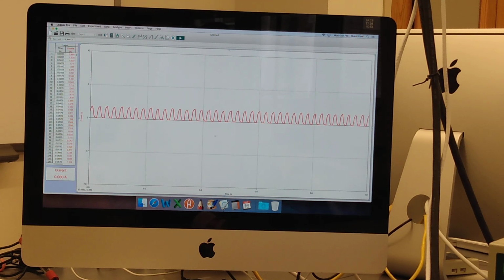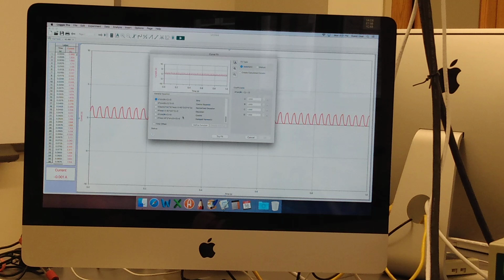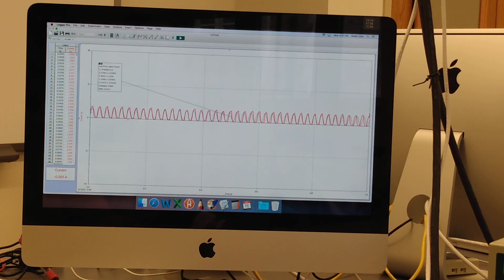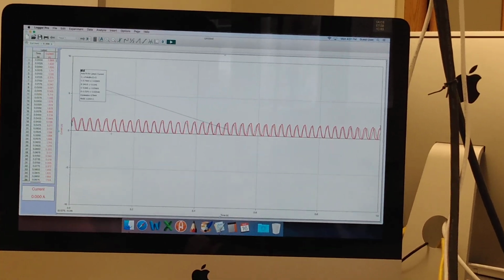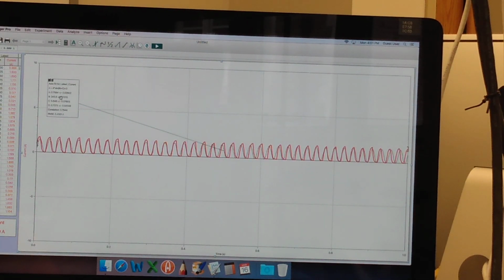There are a few ways we can go about this to get the frequency. We can look at the peaks and just count them up over whatever distance we do, or we can throw on a curve fit and see how well a sine affects it. And it looks to be fitting pretty well. And from this, we could get a nice value for the frequency.